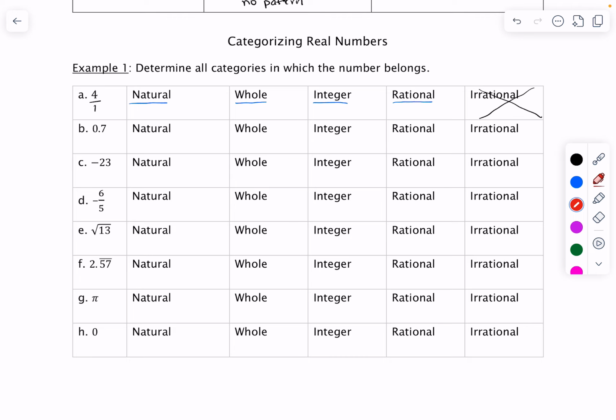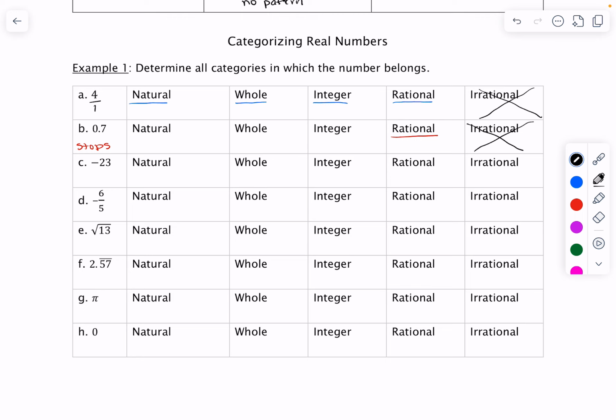0.7, the number 0.7, that's not natural. We don't count to 0.7. It's not whole. It's a decimal. It's not an integer because it's a decimal, but because it's a decimal that stops, we're going to consider that rational. Because it stops, it's not irrational. A number can only be rational or irrational. It cannot be both. So if something's irrational, it can't be rational. If it's rational, it can't be irrational.